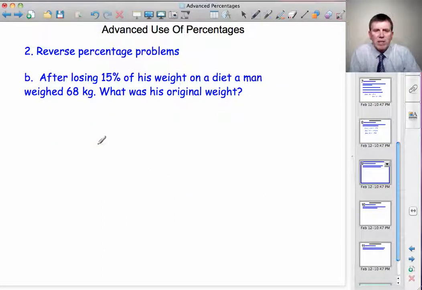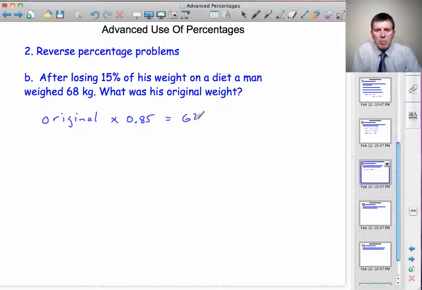After losing 15% of his weight on a diet, a man weighs 68 kilograms. What was his original weight? Well, let's start with his original. Now he's lost 15%, so how do we calculate what his weight is after he's lost the 15%? Well, if we take off 15%, there'll be 85% left. So he will be 85% of his original, which means we just multiply by 0.85. And that apparently comes to 68 kilograms.